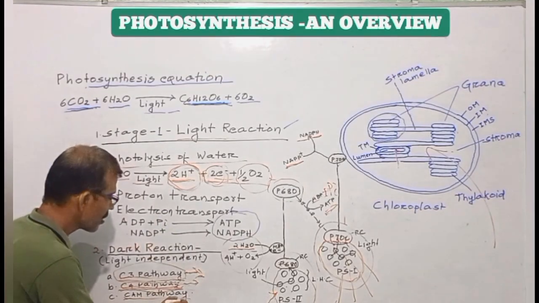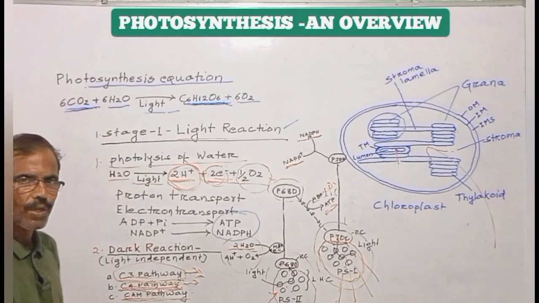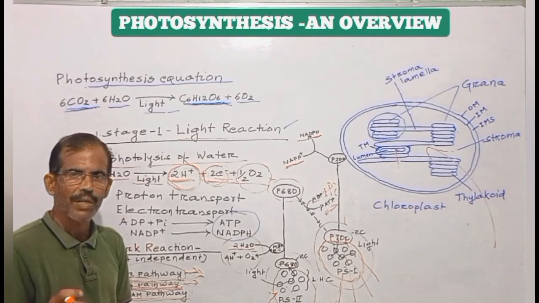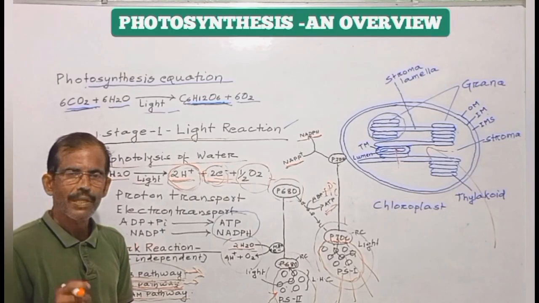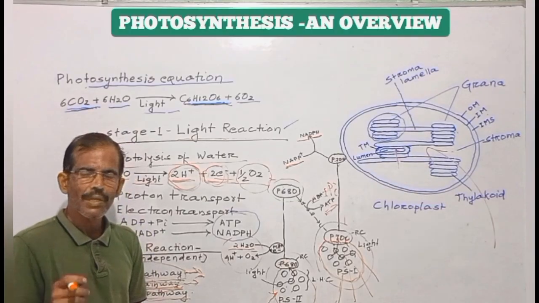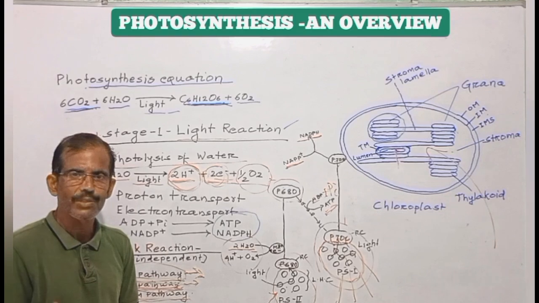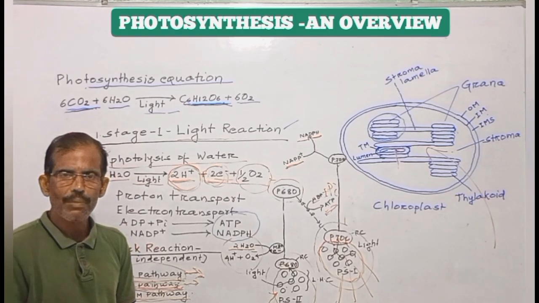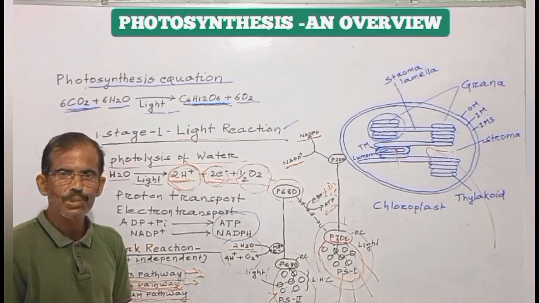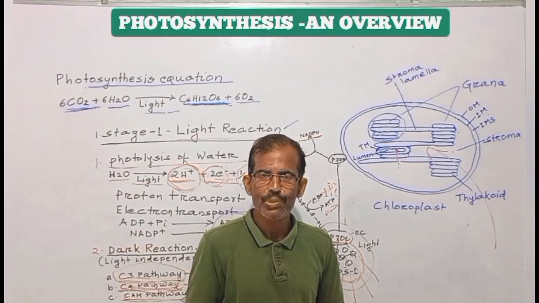Third pathway is crassulacean acid metabolism pathway or CAM pathway, which is exhibited by xerophytic plants. The xerophytic plants close their stomata during daytime. During night, when stomata remain open, they absorb carbon dioxide and store it. The stored carbon dioxide is then utilized during daytime to reduce carbon dioxide into carbohydrate. So friends, this is all about an overview of photosynthesis.